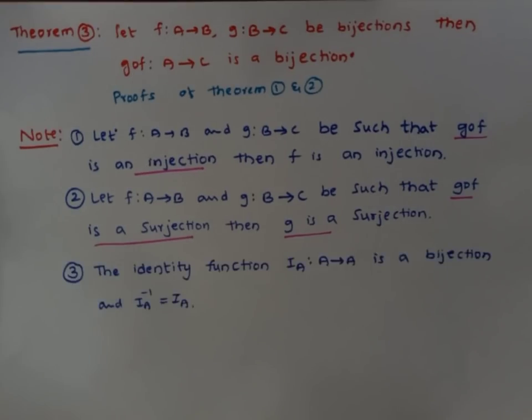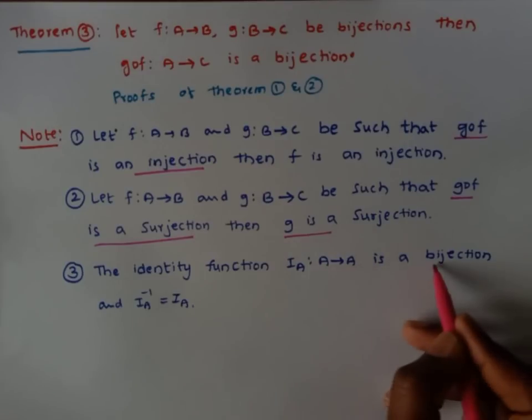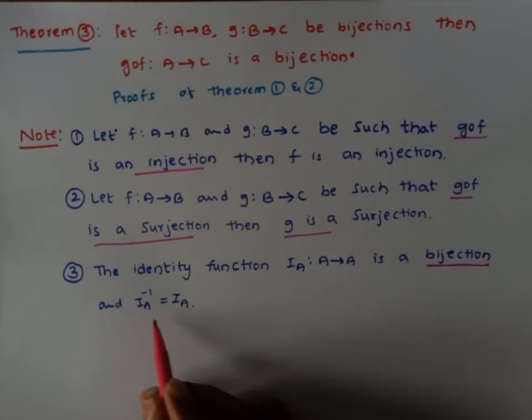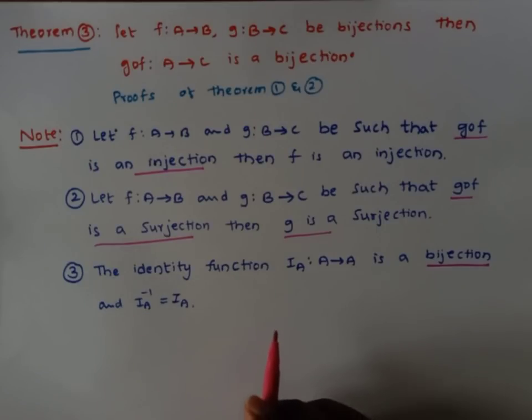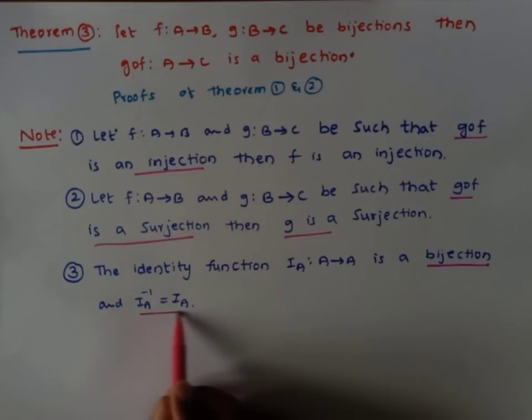So note number 3: see, any identity function IA from A to A is a bijective function, and IA inverse is always IA. So the inverse of the identity function is itself: IA inverse is equal to IA.